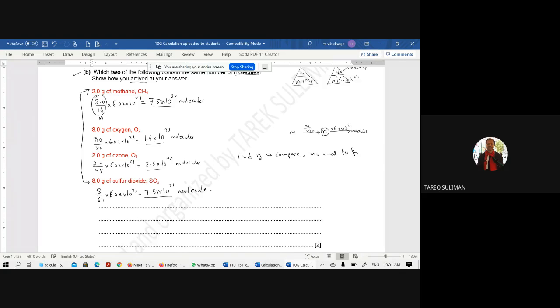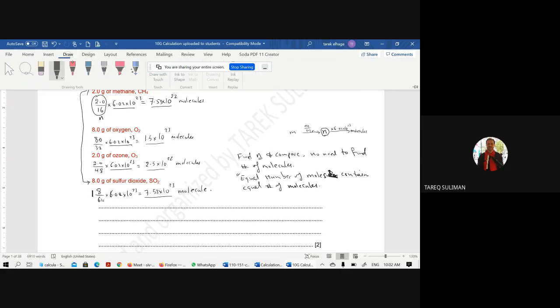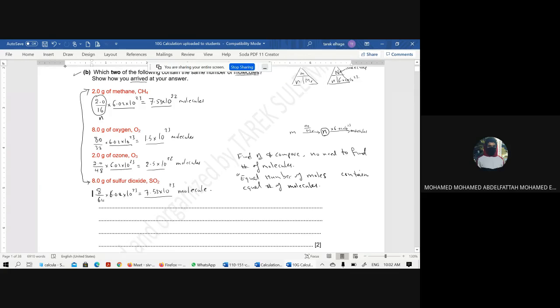No need to find the number of molecules. Why? For the same number of moles, we are multiplying by a constant, so it will give us the same answer. Equal numbers of moles of any substance contain equal numbers of molecules, because 1 mole of methane contains 6.02 times 10 to the power 23, and 1 mole of oxygen or ozone contains the same. So the rule is that equal numbers of moles contain equal numbers of molecules. Clear?